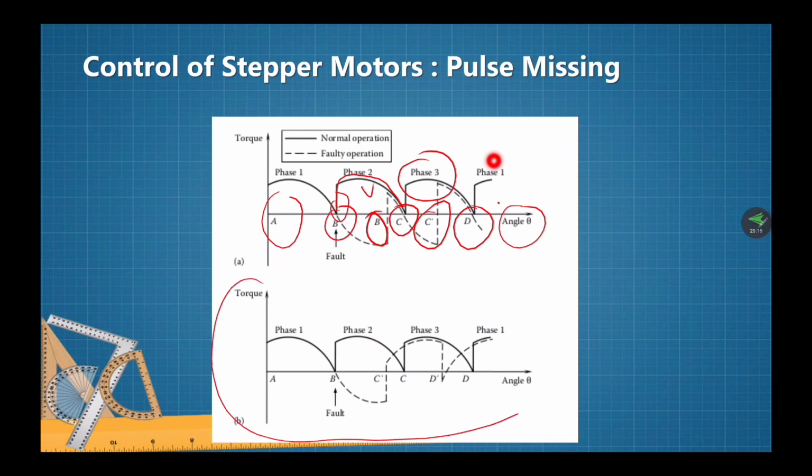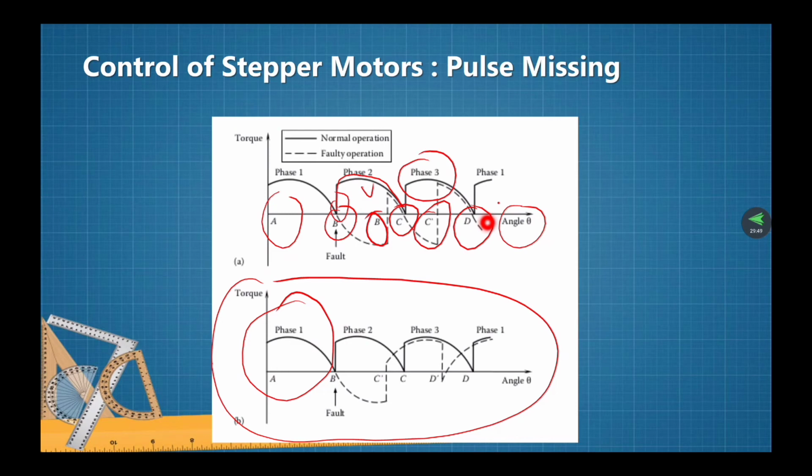In figure B, we can see the pulse at B fails to energize pace 2. This decelerates the motor because of the negative torque generated by the existing pace 1. The next pulse is received at point C', not C, because the motor has slowed down. This pulse excites pace 3, not pace 2.